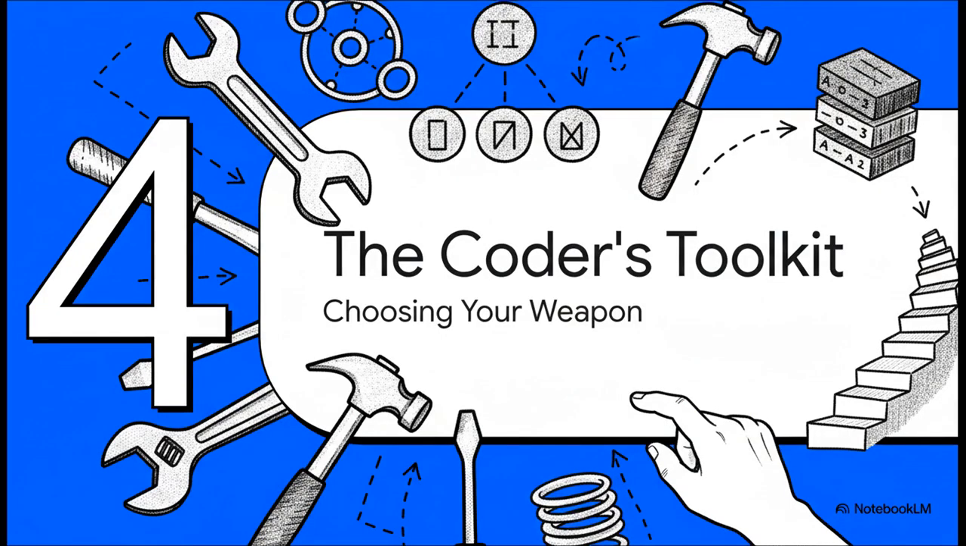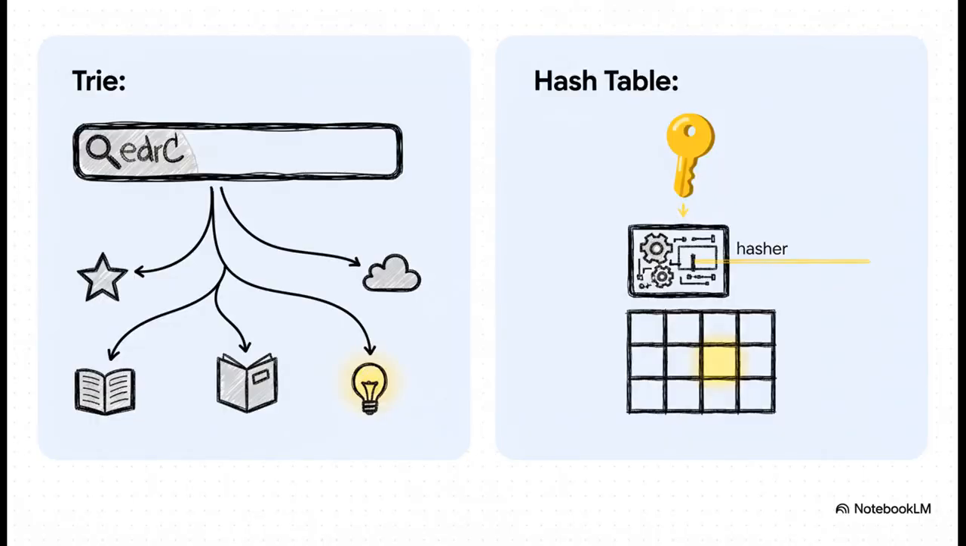So, as you can see, we've got this whole toolkit of really powerful structures. The real skill, the art of it, is knowing which secret weapon to pull out for the right job. Let's just quickly compare two we've already talked about. Do you need autocomplete or any kind of prefix search? The trie is your champion, hands down. But if all you need is a super fast lookup for an exact key, like a user ID, and you want to be efficient with memory, a hash table is almost always going to be your best bet.